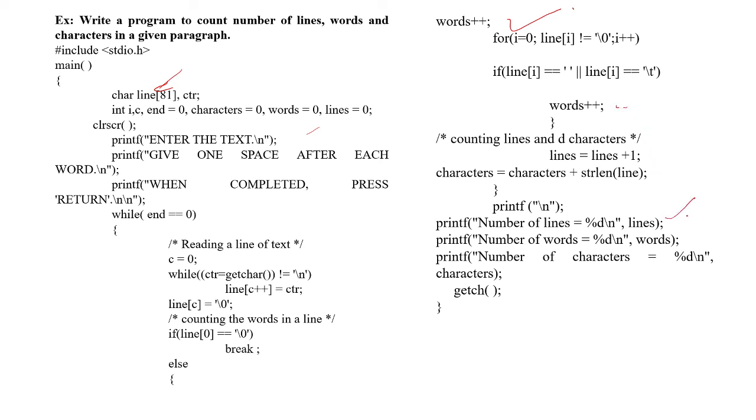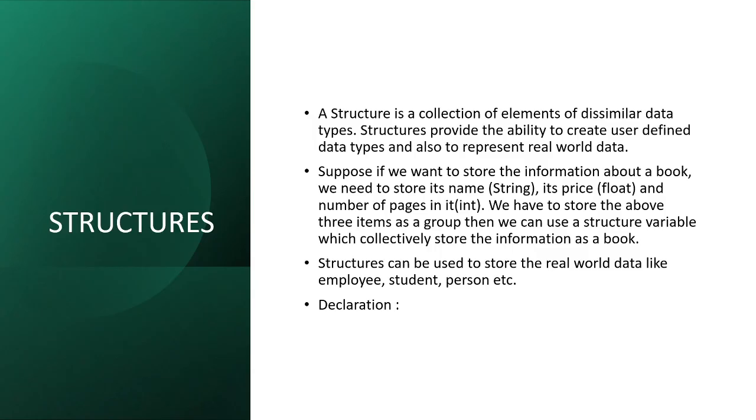So I am going to find the number of lines, number of words, and number of characters. Using the space character I recognize words, and using the next line character, slash n, which is the representation for next line, I identify a new line. So using this program I am able to find the number of words, number of lines, and number of characters. So that is about strings.